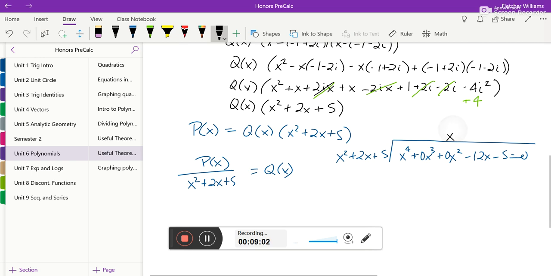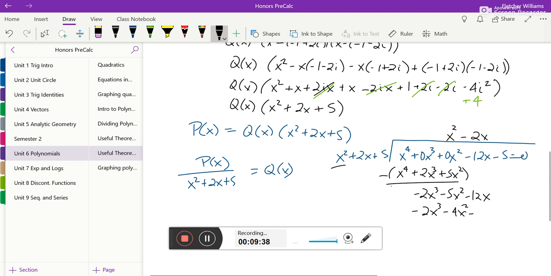Okay, you multiply the x squared plus 2x plus 5 by x squared. That gives you x to the fourth plus 2x cubed plus 5x squared. Subtract: minus 2x cubed minus 5x squared. Bring down the minus 12x. You're going to want to multiply the x squared out front by a minus 2x. That gives you a minus 2x cubed minus 4x squared minus 10x.